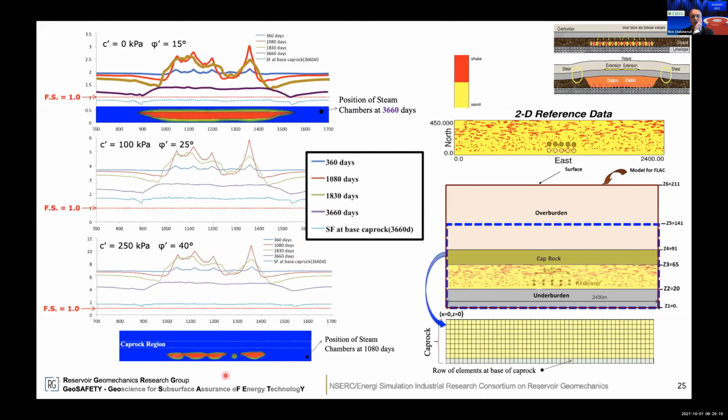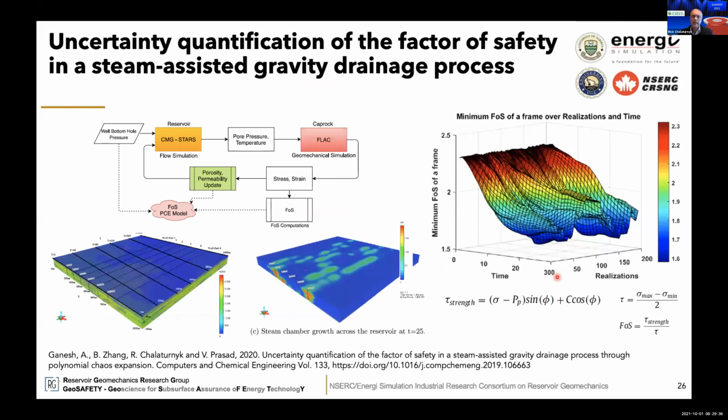So if I go over time, if you look at this, the purple line is 10 years. If I look at the blue line, that's 360. You can see the variations that occurred based on where the steam chambers are, all time dependent, all dependent on heterogeneity. What's the best way to do that?